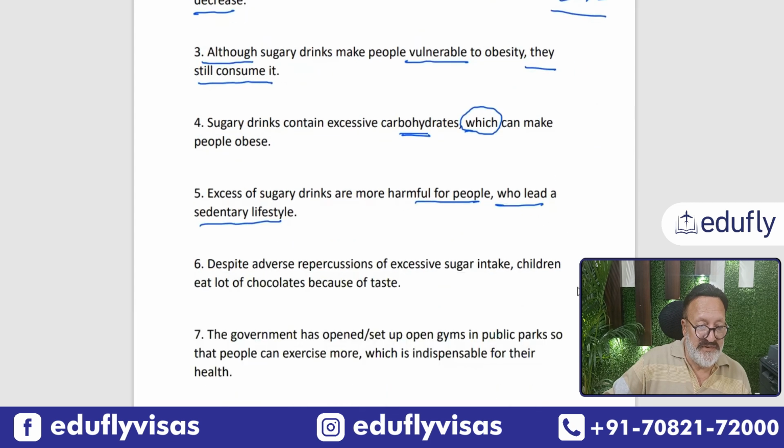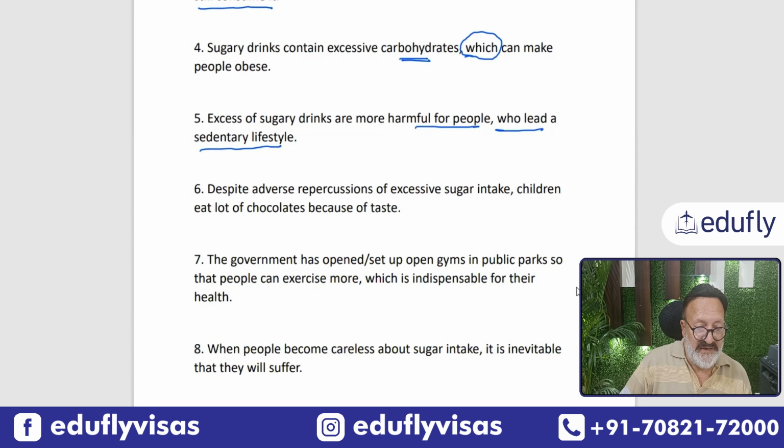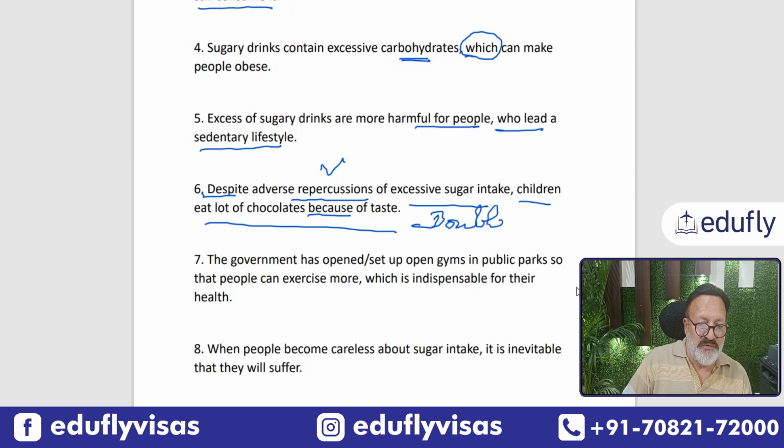Now there are three more. Despite, again, like although, despite adverse repercussions of excessive sugar intake, children eat a lot of chocolates because of taste. So despite, ke bavajood, there are adverse repercussions. This is a vocabulary word, repercussions, and children eat a lot of. Now because is again like despite, it is a conjunction. So this is known as a double complex sentence. We have used two subordinate clauses.